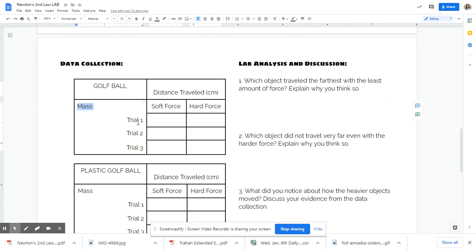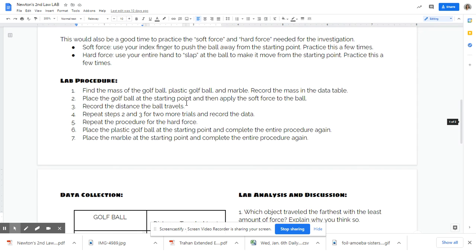Notice that you're going to be completing 3 trials for the soft force, 3 trials for the hard force, and also notice that you're going to be measuring the distance the object travels in centimeters. Please make sure you're looking at the correct side of the meter stick whenever you measure that distance traveled. You're not using inches, you're using centimeters.